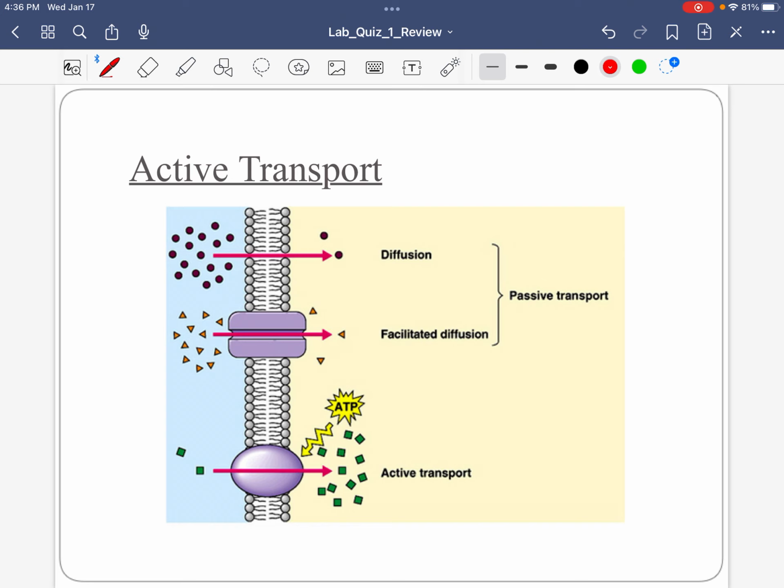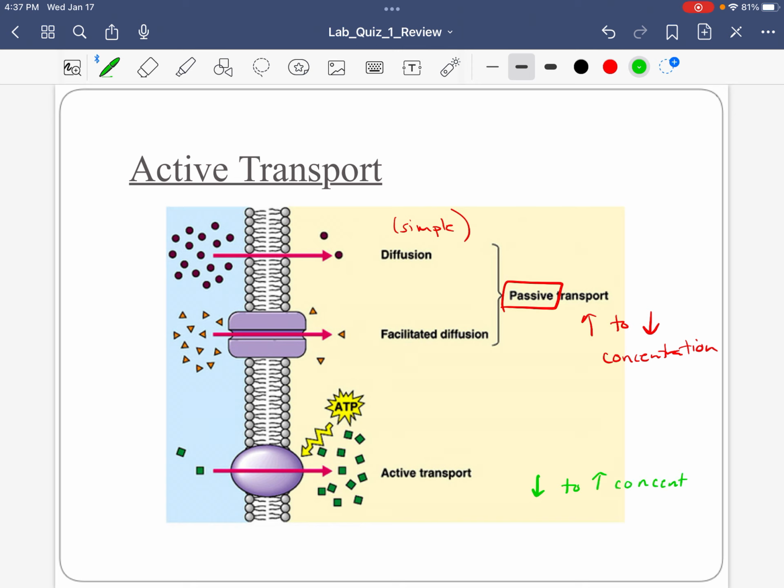Diffusion, whether it's simple diffusion or facilitated diffusion, this is another picture showing the same thing. This is a picture of simple diffusion. Whether it's simple diffusion or facilitated diffusion, it's passive. Passive goes from high concentration to low concentration. That's why it's passive. It's like you're going downstream, down the current.